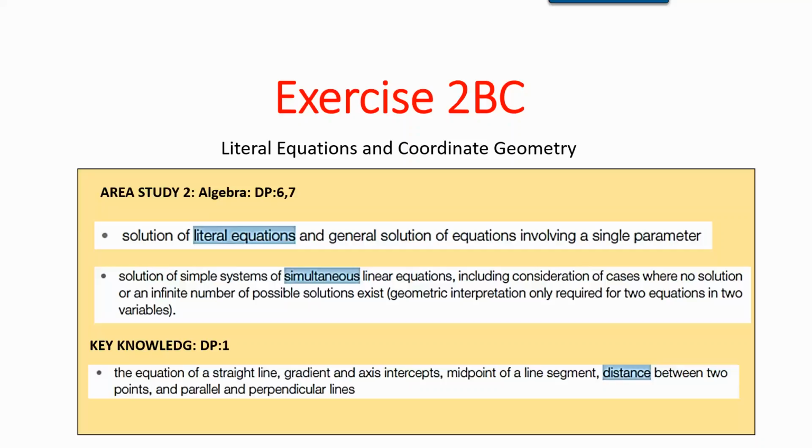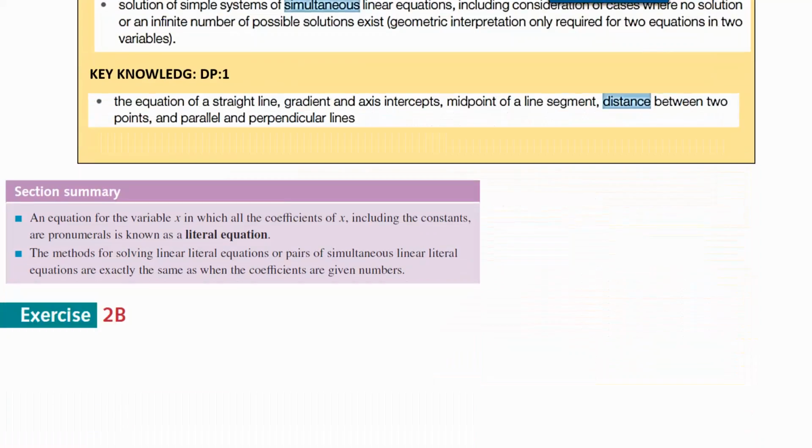Okay? So you can see you got to know how to transpose literal equations. Got to be able to solve using elimination method. So simultaneous, either use elimination method or substitution. These are the dot points for algebra, area study 2, and dot point 6 and 7. So those are the skills. You have to be able to do this without a calculator and with a calculator as well. Okay? Here we go. Let's have a look at some of the problems we're going to be doing.